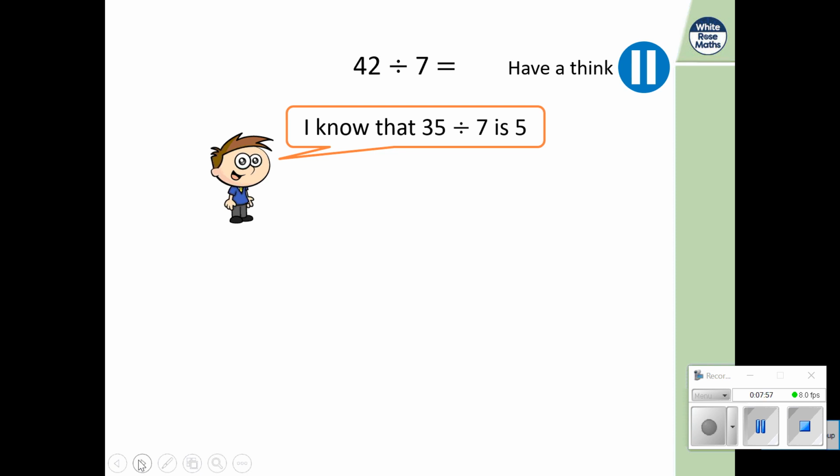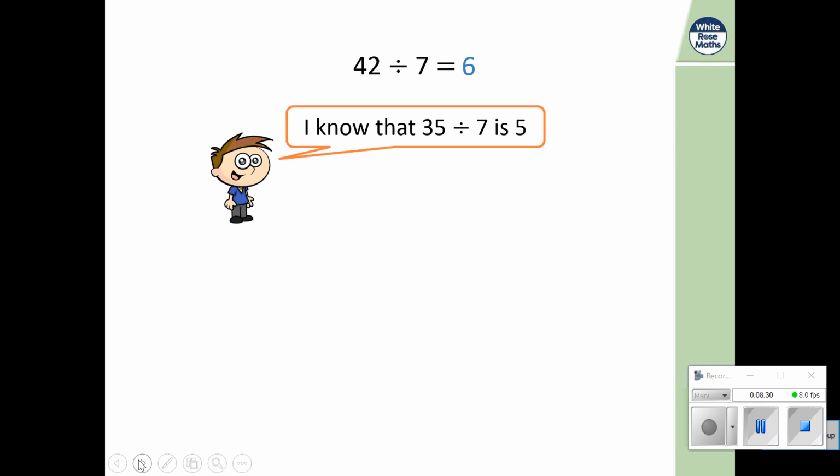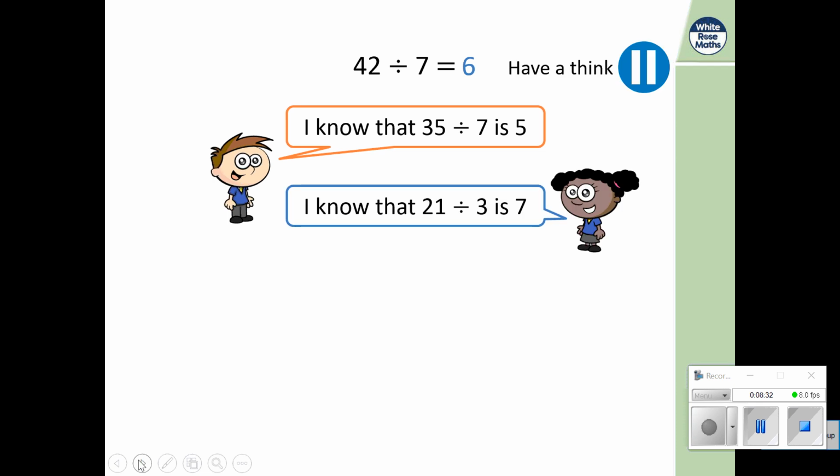Let's see. So here is an array, and the array shows 5 lots of 7. 7 and 5. Okay, so we know that that is 35. That is his known fact. We're going to add another row of 7 at the bottom. So he's now got 6 rows of 7, which make 42. So using what he knew before, he now knows that 42 divided by 7 was 6.